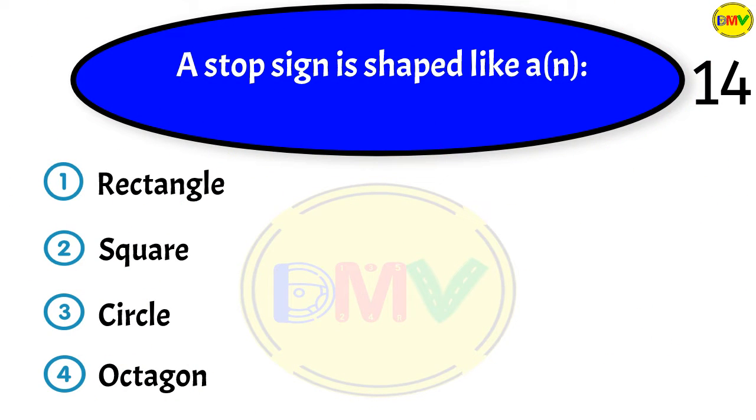Question 14. A stop sign is shaped like a: 1. Rectangle. 2. Square. 3. Circle. 4. Octagon.